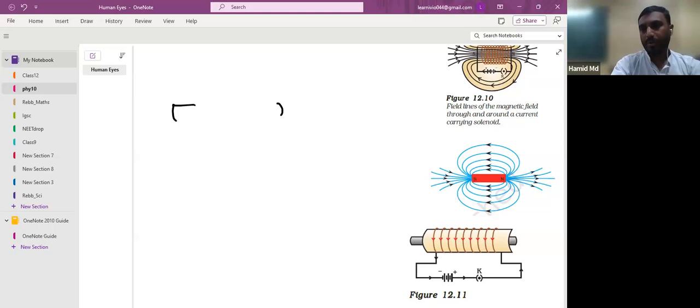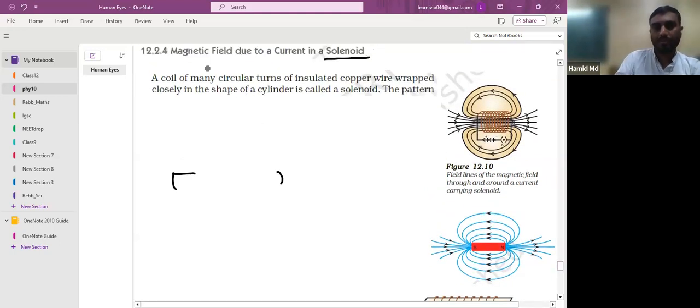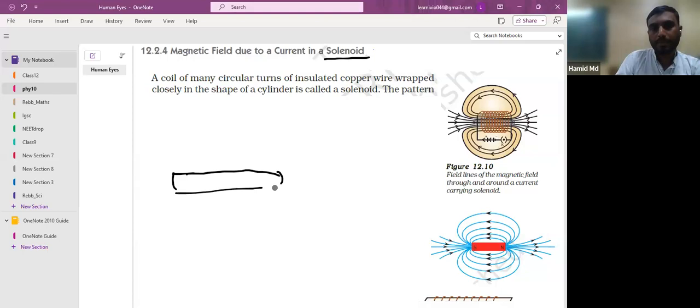So such apparatus is called a solenoid. These are the circular coils wrapped over a metallic surface or metallic rod.